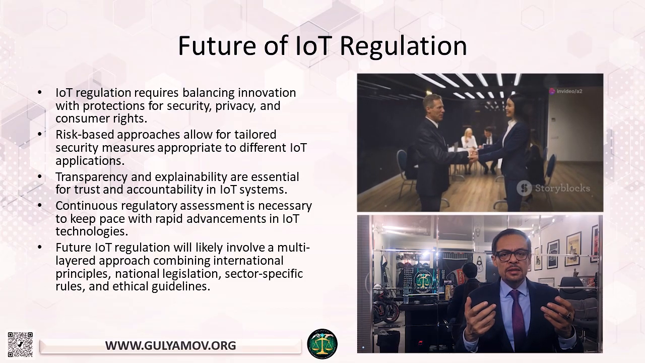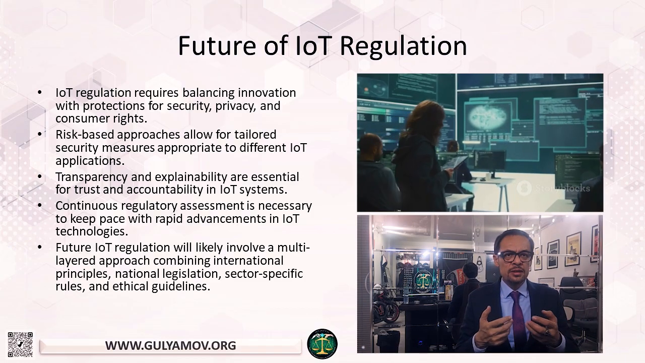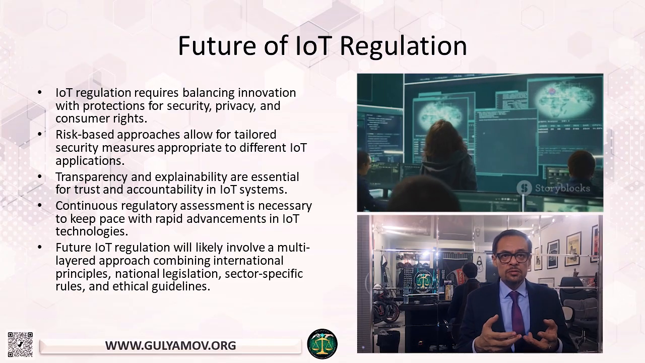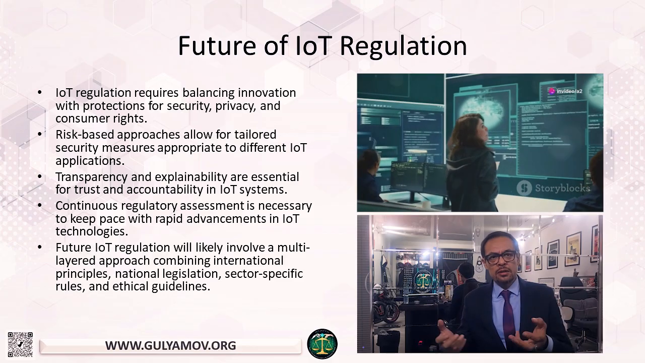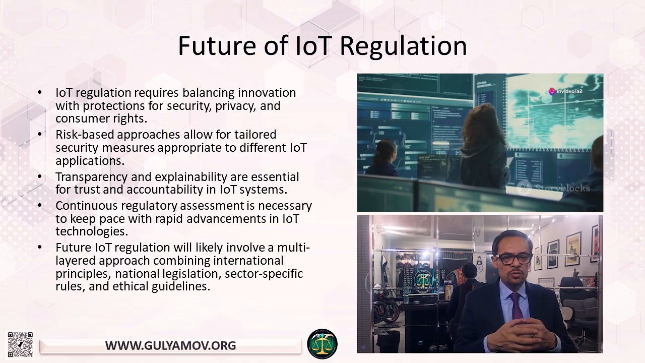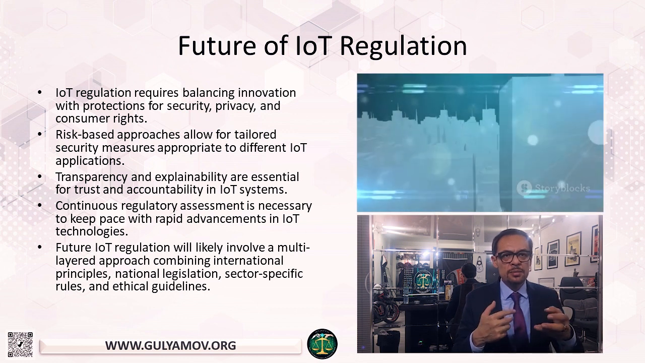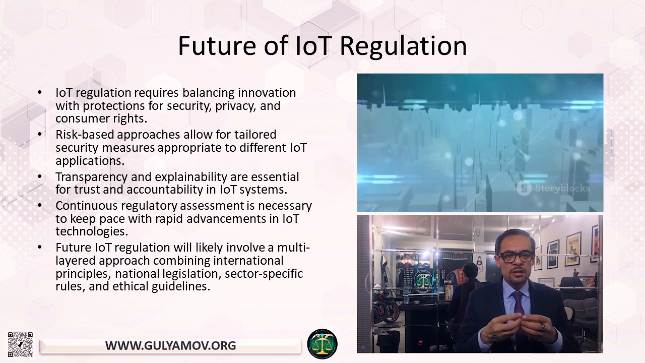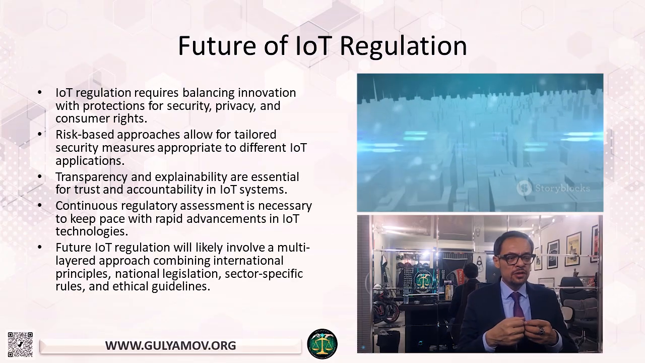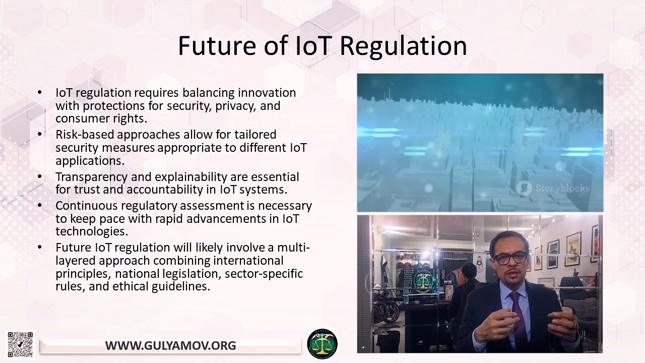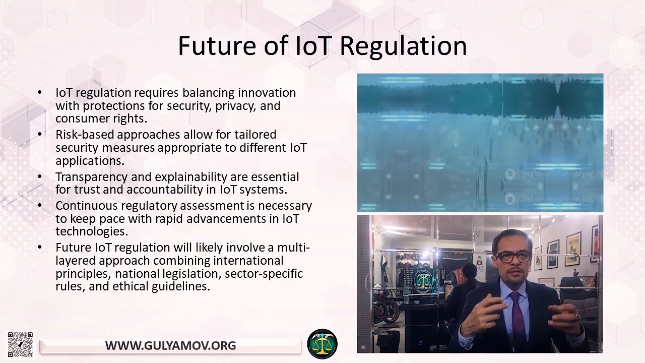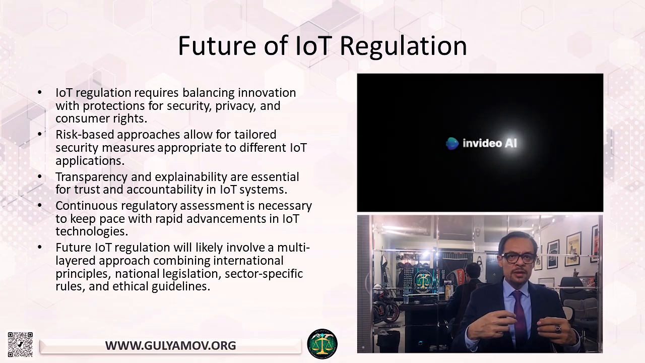The future of IoT regulation will likely involve a multi-layered approach, combining international principles, national legislation, sector-specific rules, and ethical guidelines. As we navigate this complex future, key priorities emerge: fostering responsible innovation while safeguarding individual rights and societal values. This delicate balance will shape the regulatory landscape of IoT for years to come, demanding continuous assessment and adaptation in our rapidly evolving digital world.